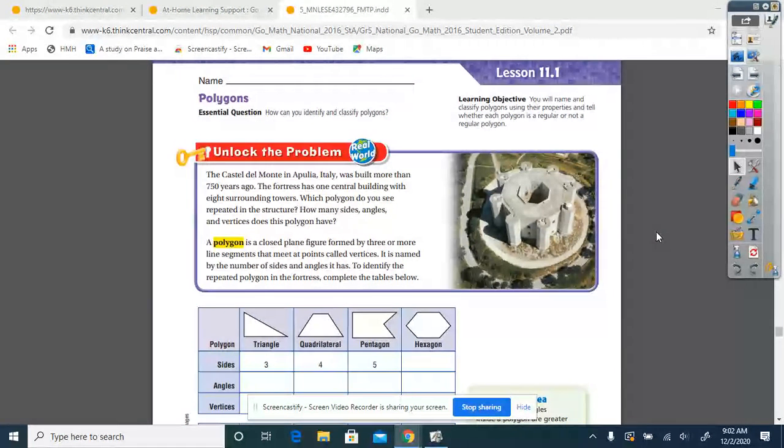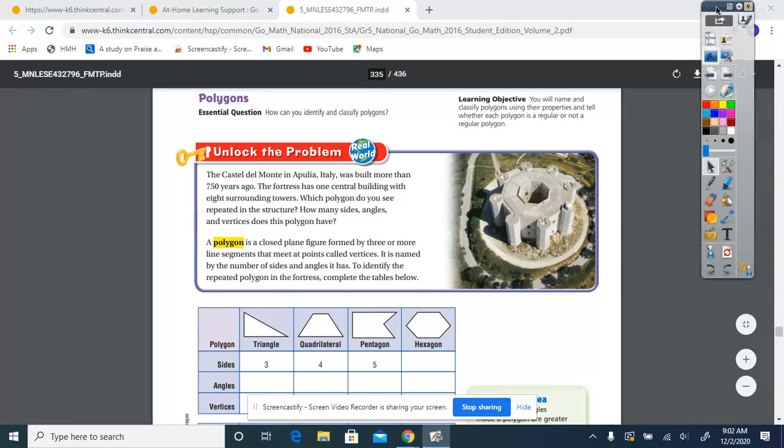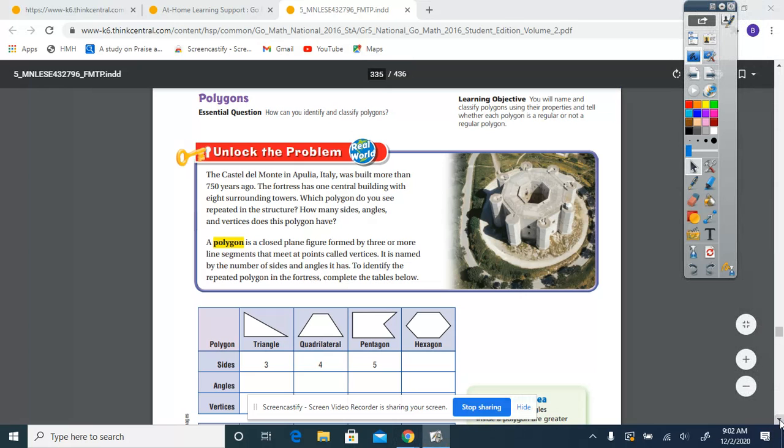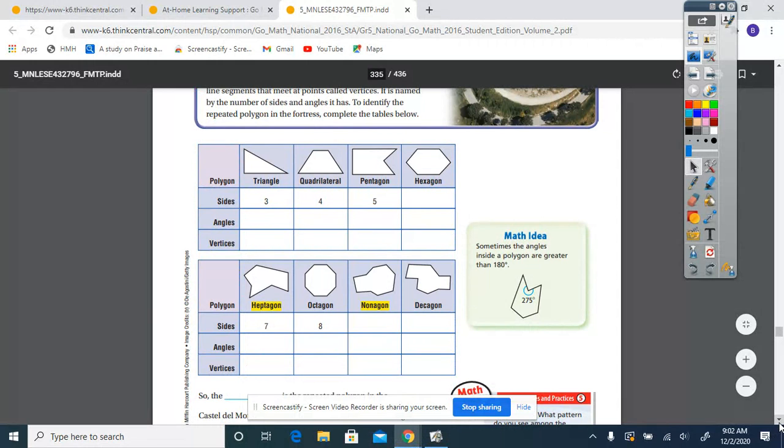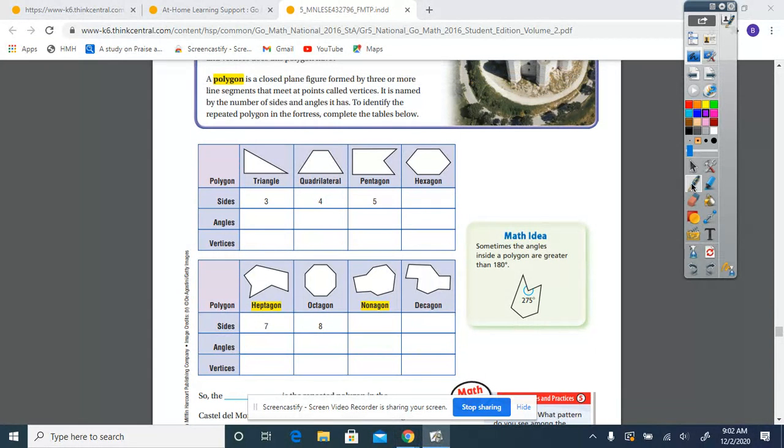Polygons are also two-dimensional figures. So when we are looking at the shapes, you'll notice they're 2D versus three-dimensional. We are simply looking at the number of sides, the number of angles, and the number of vertices. I think that you will quickly notice a pattern. So we're going to fill in this chart together.